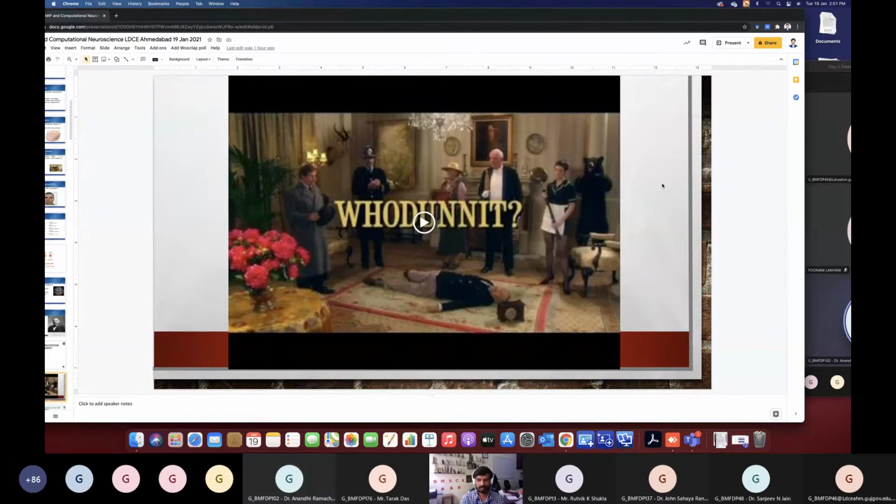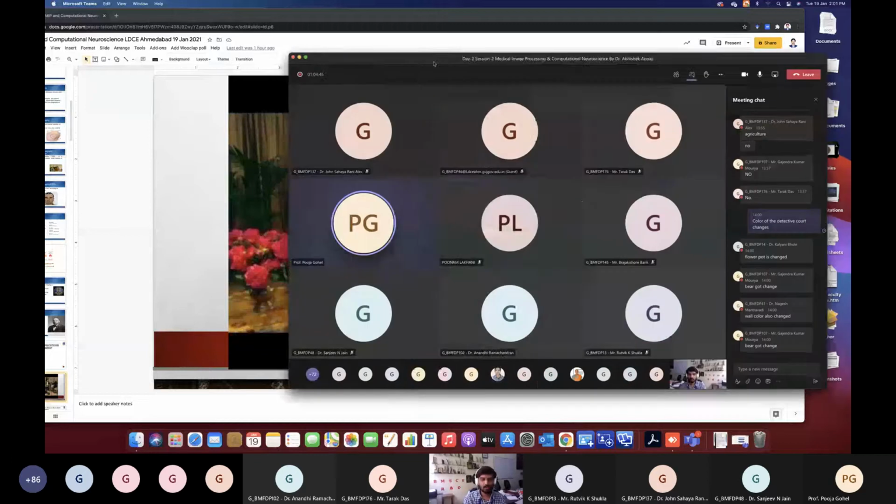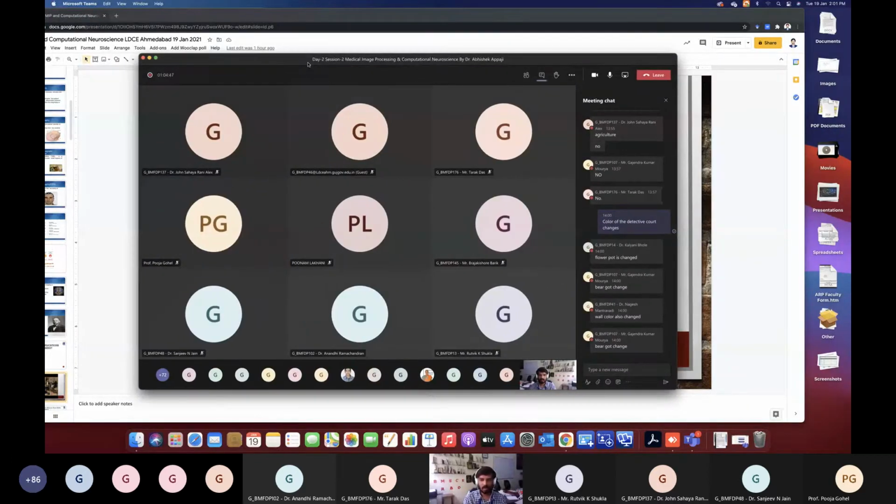Anything else? Yeah. And the dead body position got changed. In the second image, the leg was lifted up half of it. So I say that the dead body itself changed. I'll show you. I know you will start laughing. I see color change, all those things. Bear got changed. Yes. Flower pot got changed.